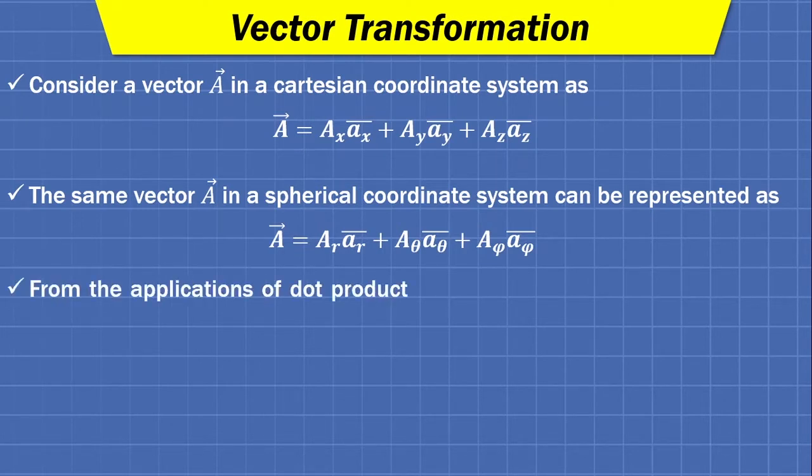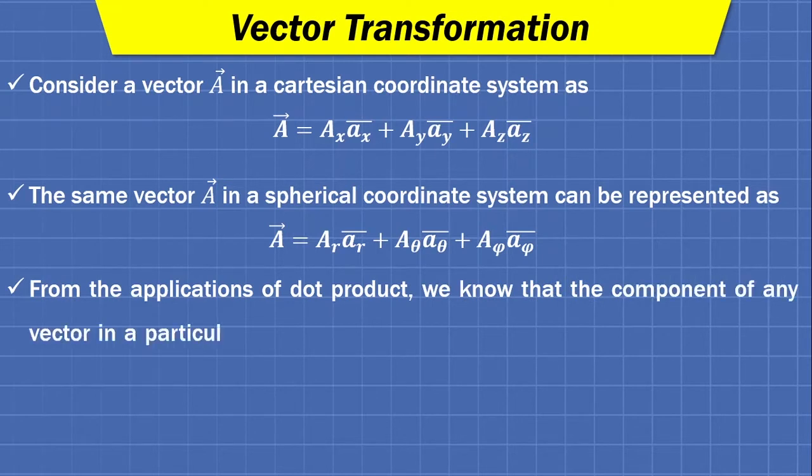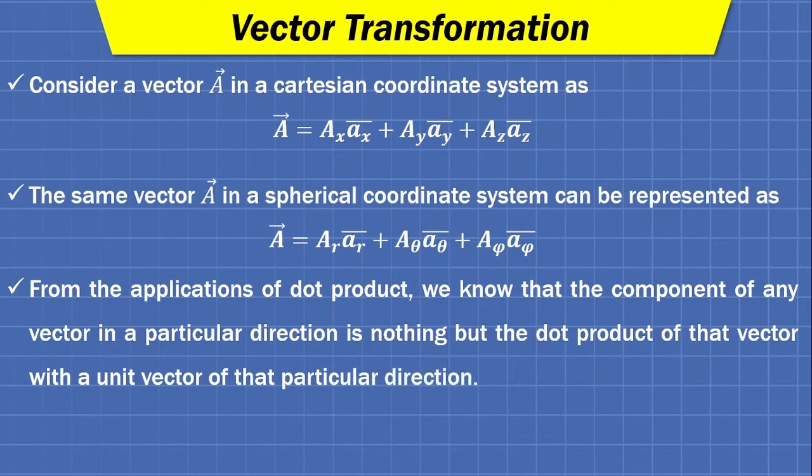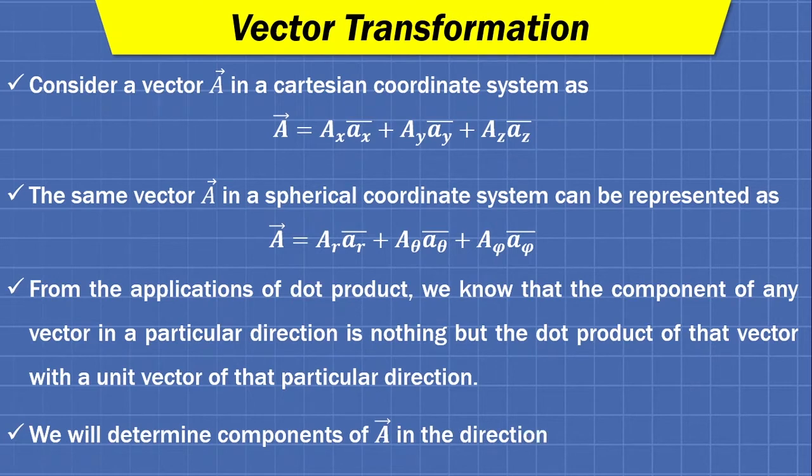Now from the applications of the dot product, we know that the component of any vector in a particular direction is nothing but the dot product of that vector with a unit vector of that direction. We also recognize this as the projection of a vector in any direction. So now we will determine the components of A bar, which is initially known in the Cartesian coordinate system, in the direction of ar bar, a theta bar and a phi bar.